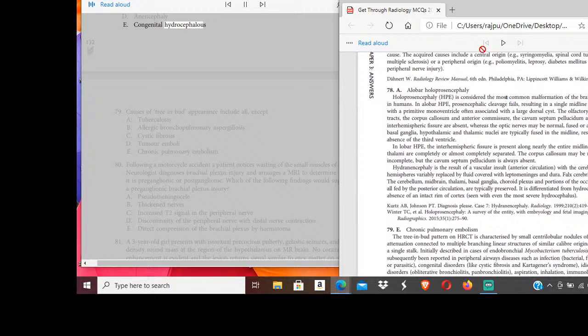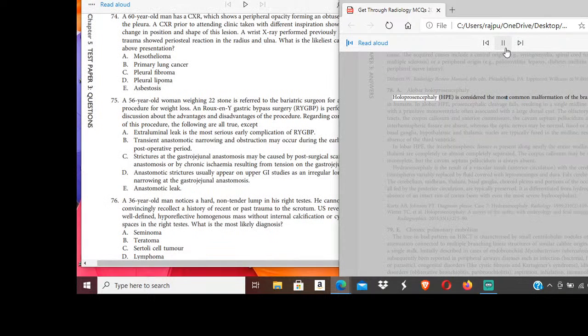Chapter 5. Holoprosencephaly, HPE, is considered the most common malformation of the brain and face in humans. In lobar HPE, prosencephalic cleavage fails, resulting in a single midline forebrain with a primitive monoventricle, often associated with a large dorsal cyst. The olfactory bulbs and tracts, the corpus callosum and anterior commissure, the cavum septum pellucidum, and the interhemispheric fissure are absent, whereas the optic nerves may be normal, fused or absent.